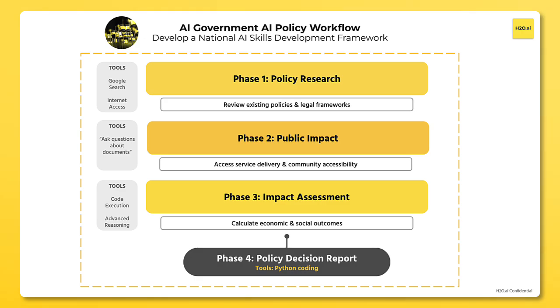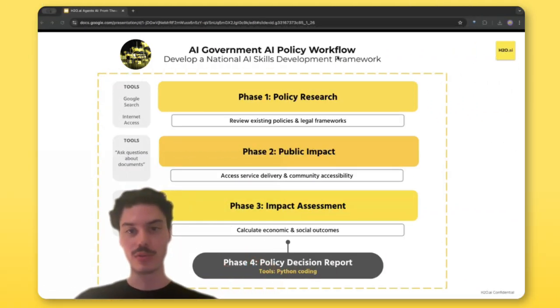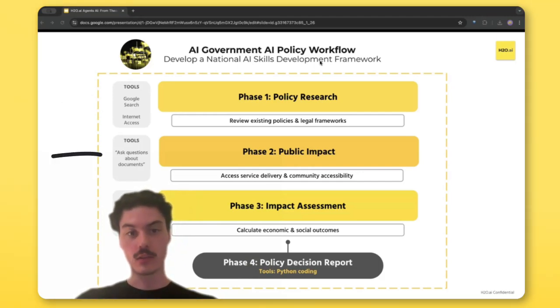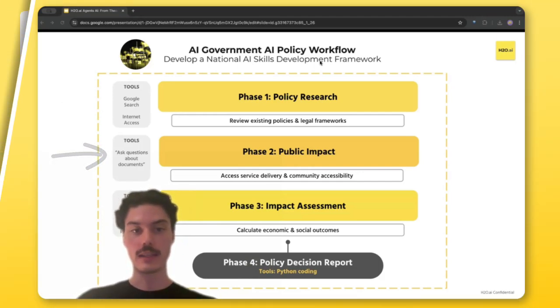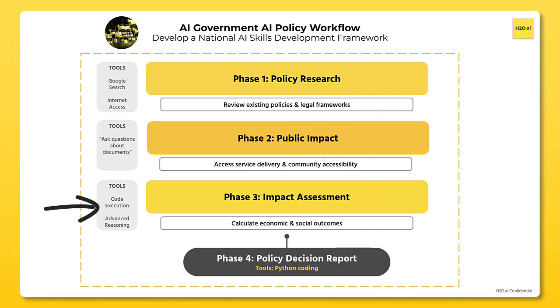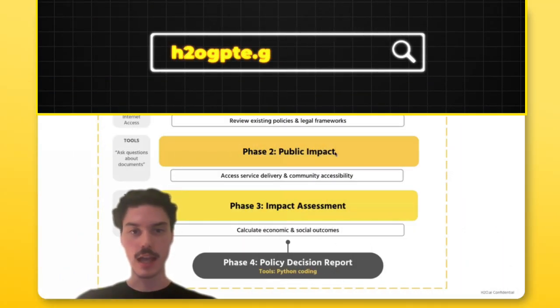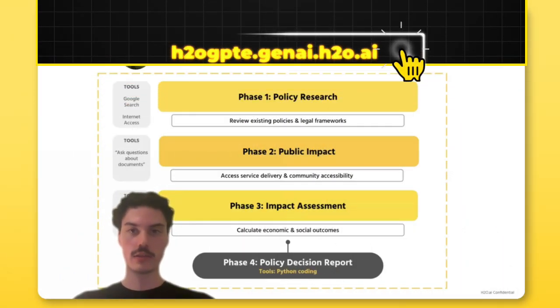Each of these is going to have distinct tools. In the first phase, there's Google search and internet access. In the second phase, asking questions about documents. And then finally, we're going to have code execution and advanced reasoning, all of which is then used with the addition of Python coding to create a policy decision report. So let's jump right back into H2oGPTe again to craft this solution.